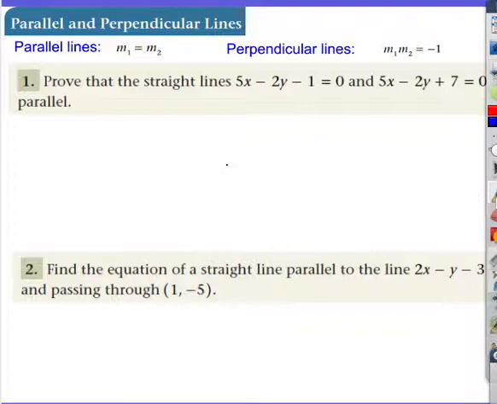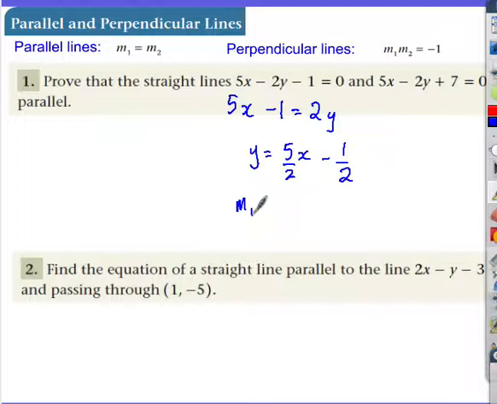Close. Not quite. So if we move the 2y over here, we'll have 5x minus 1 equals 2y. And then if we divide by 2, we'll get y equals that. Can you see what the gradient of this line is? What's m1? Yep, m1 is 5 on 2. You can see how the equation of this line is in the form y equals mx plus b. There's the gradient 5 on 2 and the y-intercept is -half.